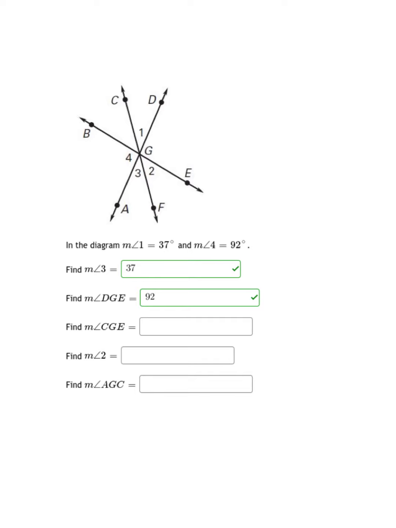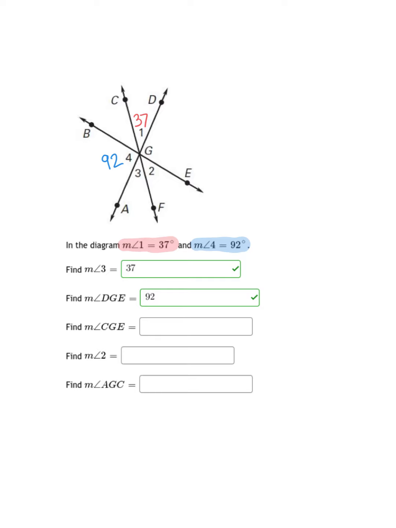Okay, the first thing that we're going to do is write in the given information. So we know that the measure of angle 1 is 37 degrees. So I'm going to put that right here, 37 degrees. All right, we also know that the measure of angle 4 is 92 degrees. So that's right here.